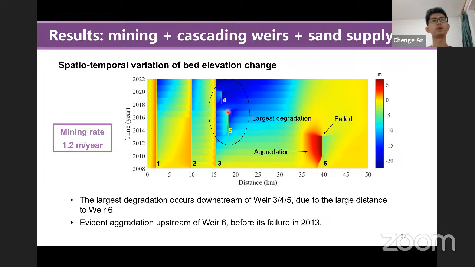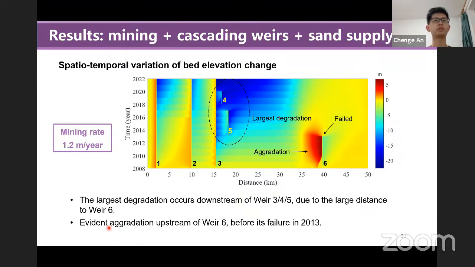And when it failed in 2017, the location of the largest degradation migrated upstream to weir 4, and when weir 4 failed, it migrated to weir 3 again. The reason that the largest degradation happened at weirs 3, 4, and 5 is because of the large distance from this weir to weir 6.